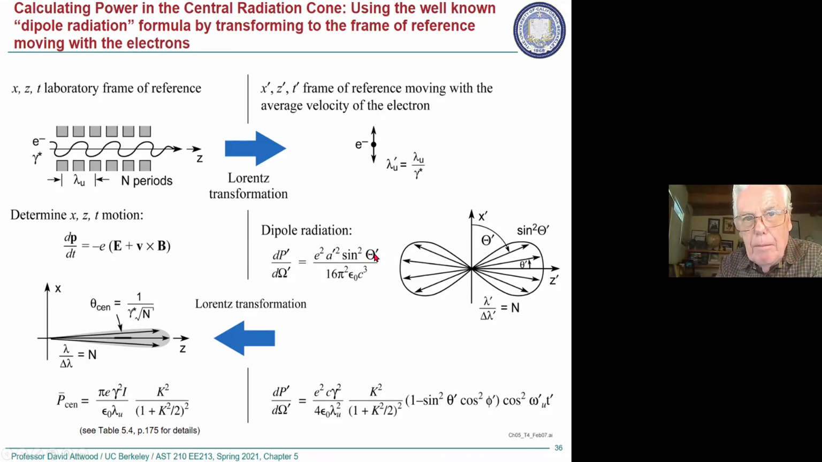And where capital theta is measured from the acceleration direction. And we're mostly interested in this little angle close to the z direction, okay? But power is going into all these angles. We want to capture just a part of it. And remember that the power radiated depended on acceleration squared.